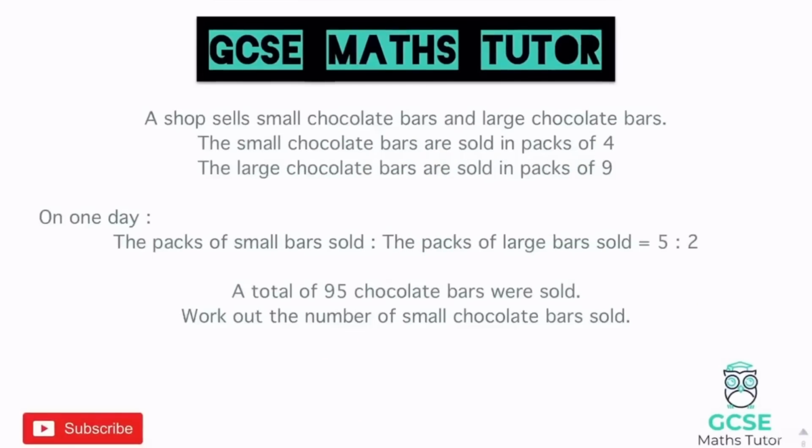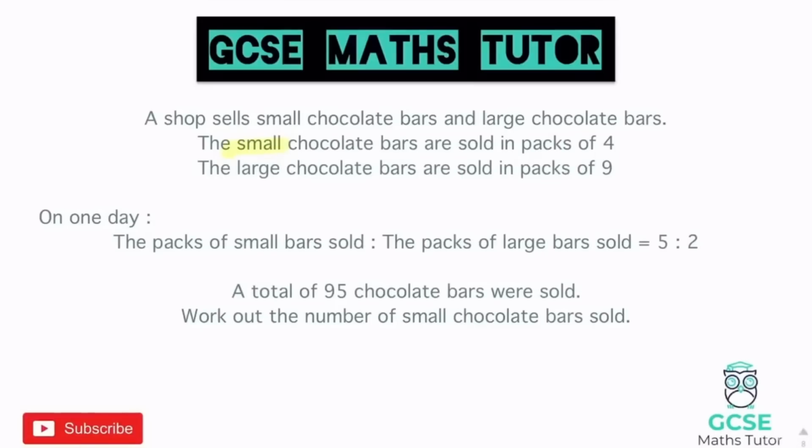Okay, so we've got something slightly different here. It says a shop sells small chocolate bars and large chocolate bars. The small chocolate bars are sold in packs of 4 and the large chocolate bars are sold in packs of 9. The packs of small bars sold one day to the packs of large bars sold are in the ratio 5 to 2. Let's just highlight some of the information here.